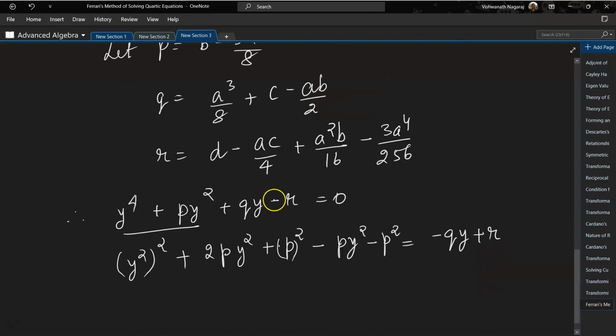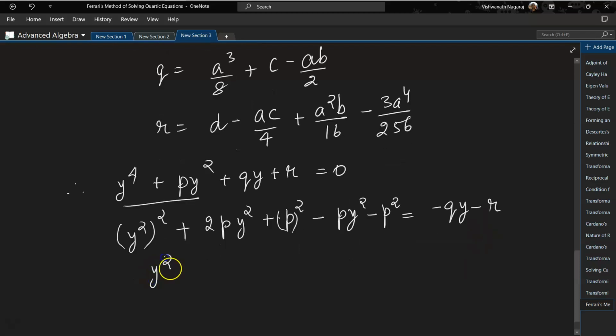Actually this is plus, so that means this is going to be minus qy minus r. Now this can be written as (y² + p) the whole square. And let's take these to the other side. So here I end up with py² minus qy plus p² minus r.